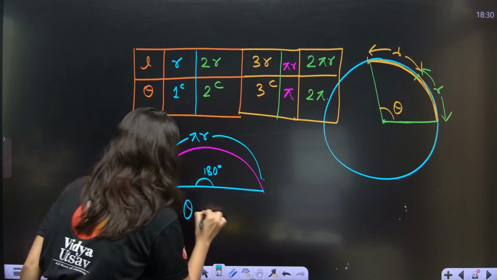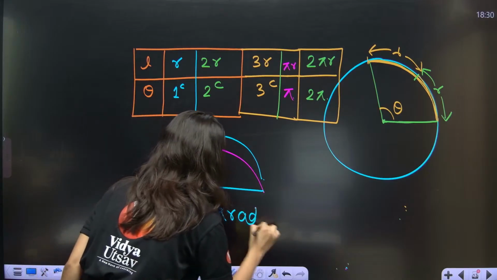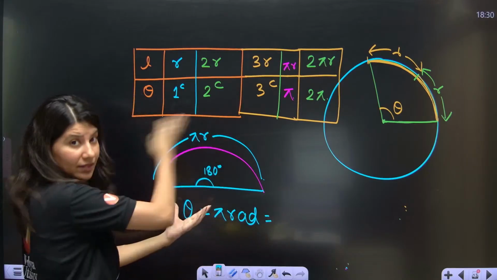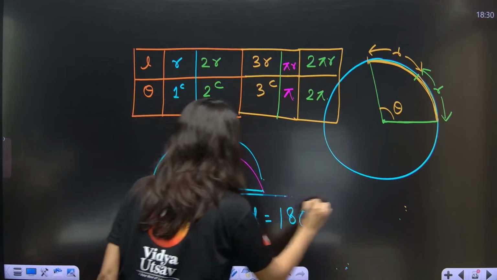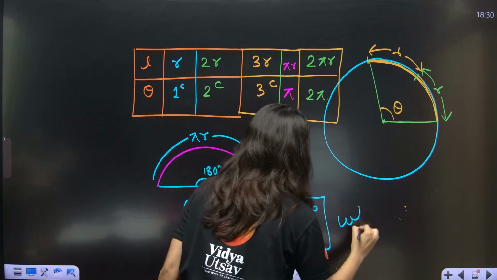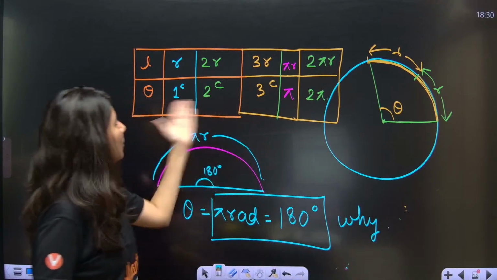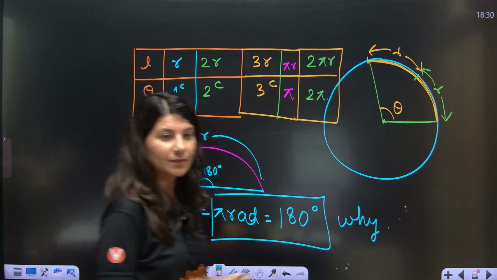So theta is equal to pi radian, and we all know that a semicircle is 180 degree. Now you know why pi radian is 180 degree. Now you know why, because you can prove it by the unitary method.